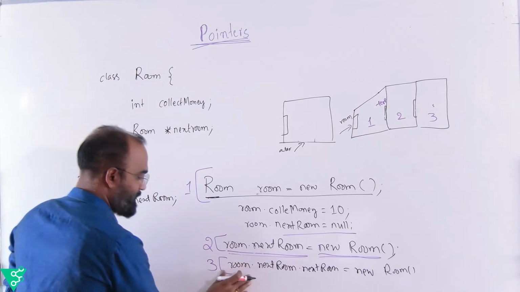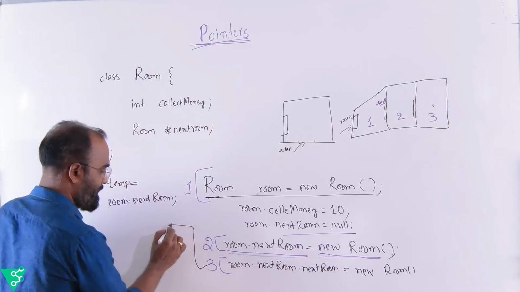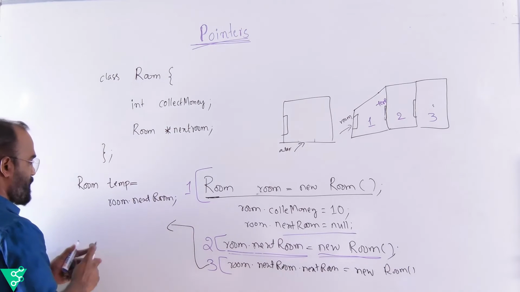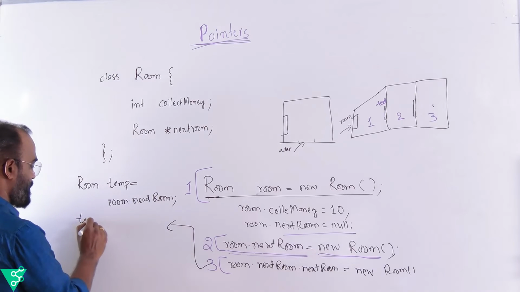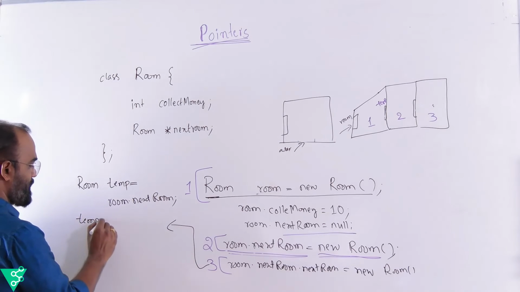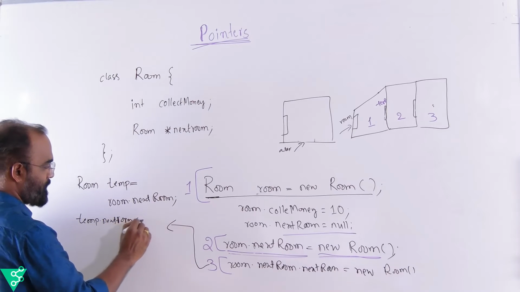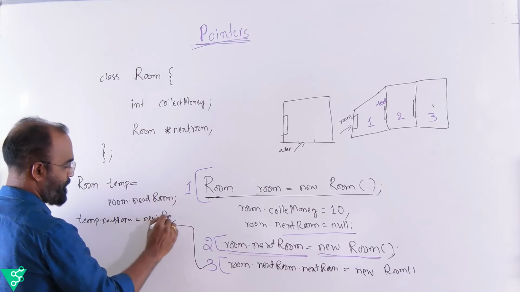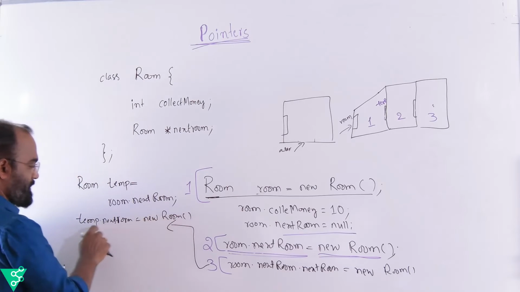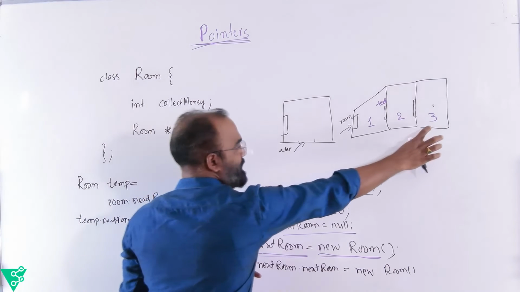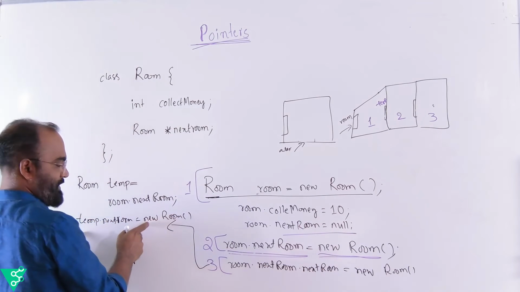Now you could say, so you can replace this third assignment with temp dot next room is equals to new. Now as soon as you have done that, what happened? The third one is created. So we are replacing the third one with this.